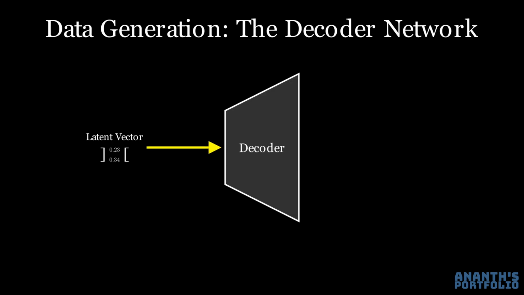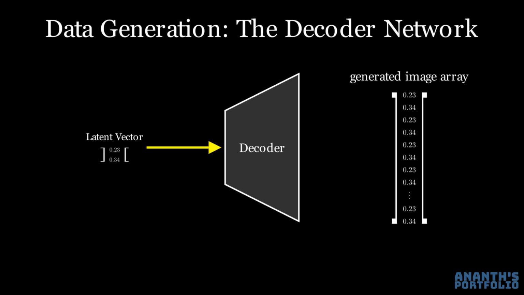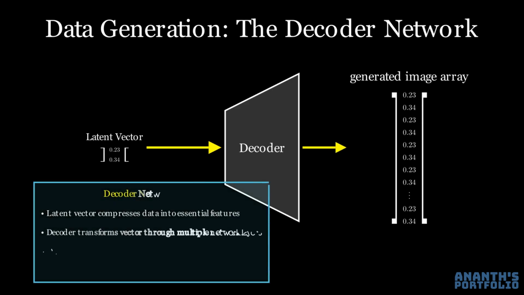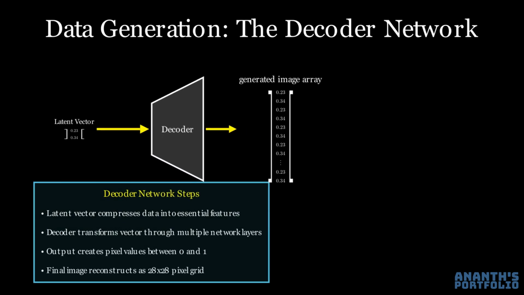Next, this latent vector is passed through the decoder network. The decoder's job is to unravel the compact information in the latent vector and reconstruct it into a detailed and structured output. During this process, the decoder network applies a series of learned transformations, layer by layer, to generate data that aligns with the characteristics encoded in the latent vector. These transformations are guided by the training process, where the decoder learns how to map latent vectors back to realistic samples.